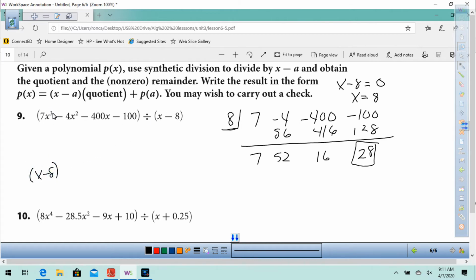And then, see, this starts out with a cubed here, so this is going to be that's a cube. So this is going to make this 7x squared plus 52x plus 16. So we got 7x squared plus 52x plus 16, and then we got plus 28. Is that not cool?